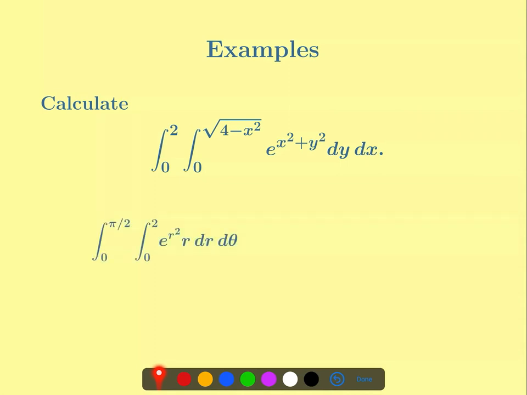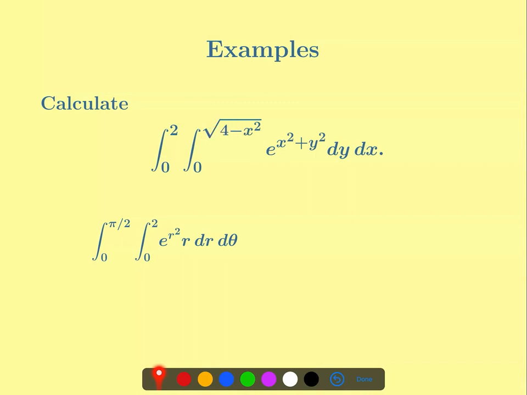So let's see what I did here. I've already switched the limits of integration. Where did that come from? Well, x is going from 0 to 2. For each fixed x between 0 and 2, y goes from 0 to the square root of 4 minus x squared. y equal to the square root of 4 minus x squared, that's x squared plus y squared equals 4. That's a circle of radius 2. So this is a circle of radius 2.